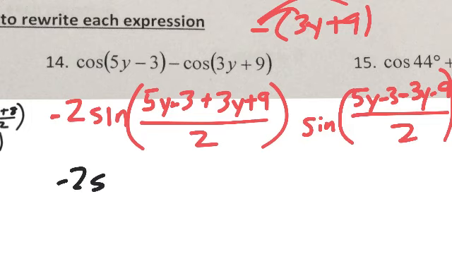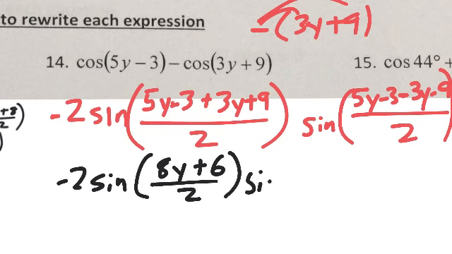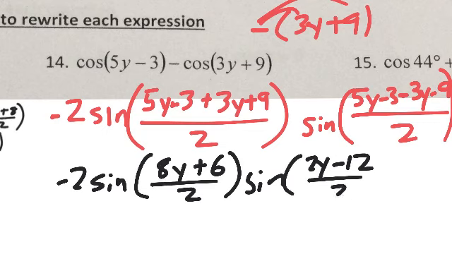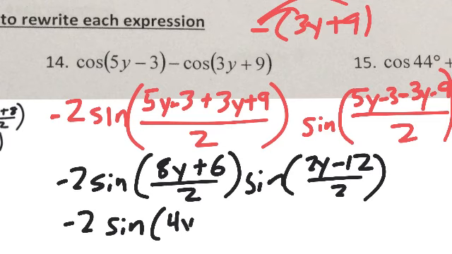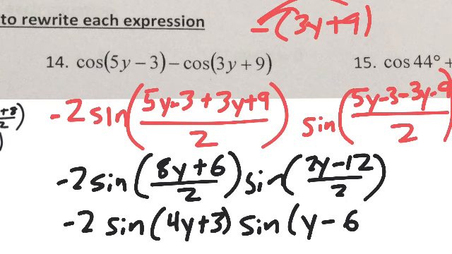And so now that's negative 2 sine of 8y plus 6 over 2 sine of 2y minus 12 over 2, which can be rewritten as 4y plus 3 times sine of y minus 6.